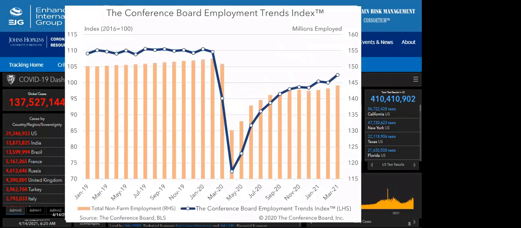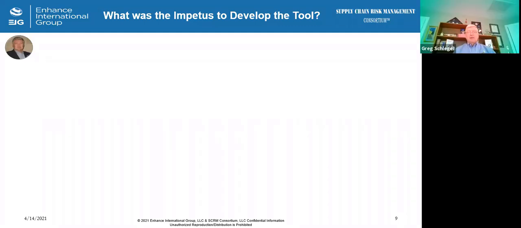The good news, the job market did rebound in the first quarter, but it's fairly plateaued. It's hopeful that it will start increasing, and this comes from the Conference Board. Greg? You bet. We said we'd talk about the impetus. What was the impetus to develop this tool?